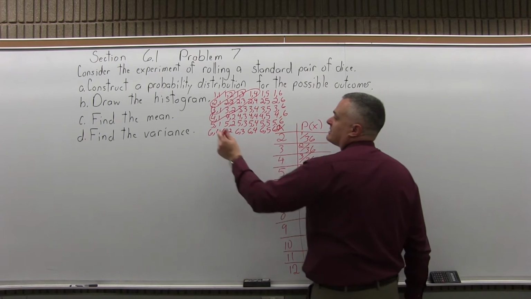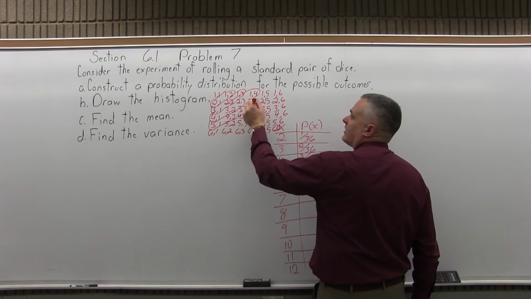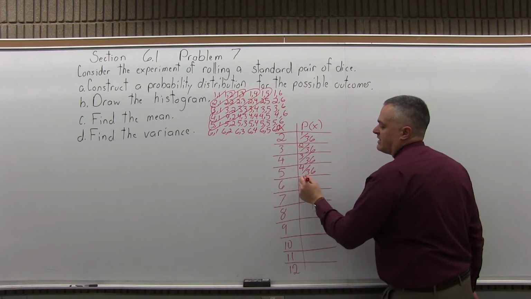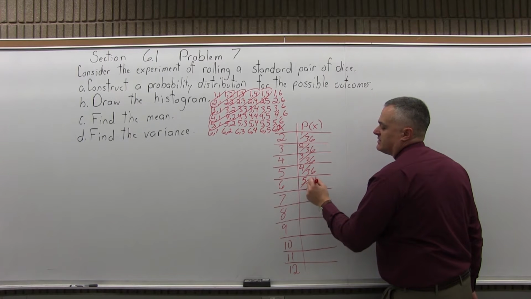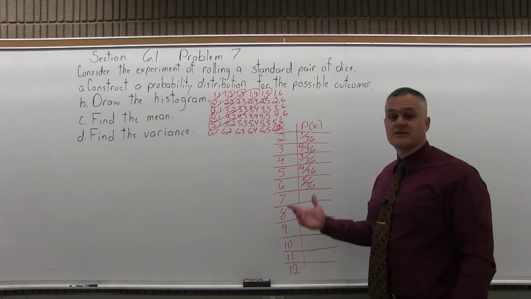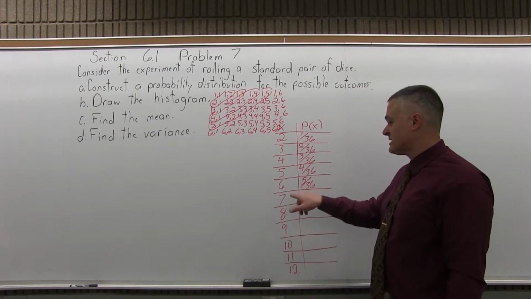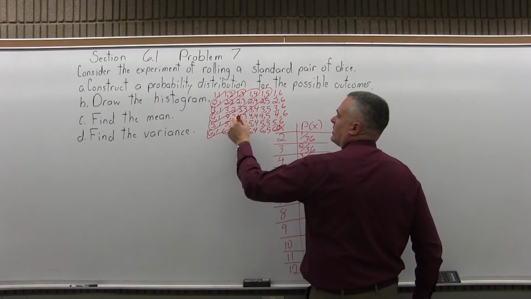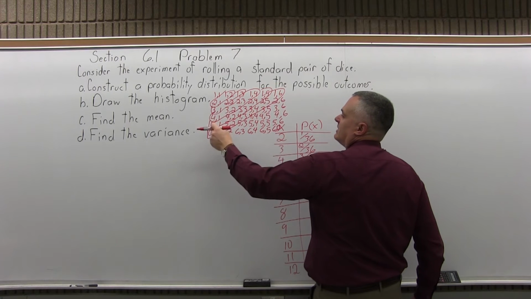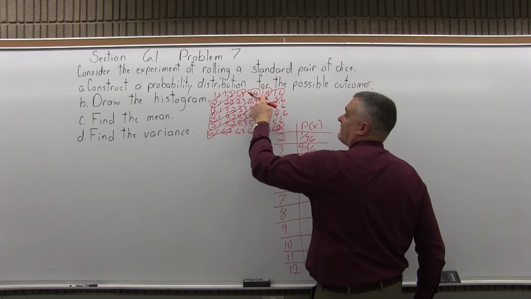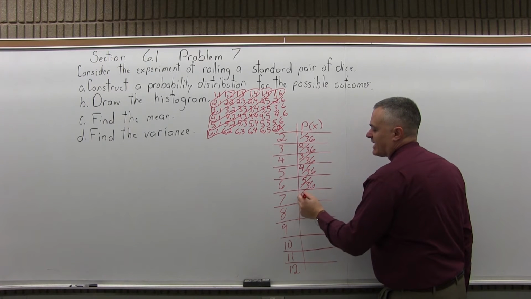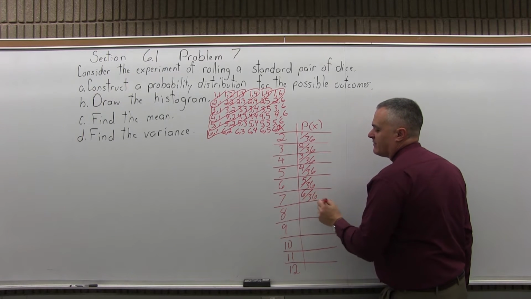A 6, there are 5 rolls, 1, 2, 3, 4, 5 rolls that give me a total of 6. So the probability of getting a 6 is 5 out of 36. 7, people who gamble with dice, that's the roll that will make you win or lose. A 7, 1, 2, 3, 4, 5, 6 different rolls that make a 7. So 6 ways to get a 7 out of 36 rolls altogether.